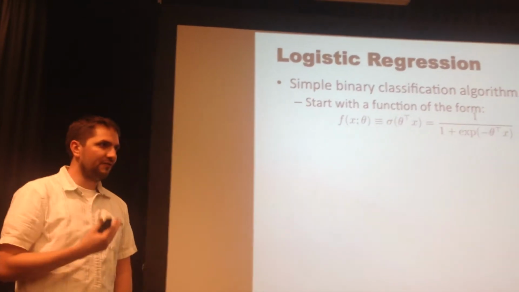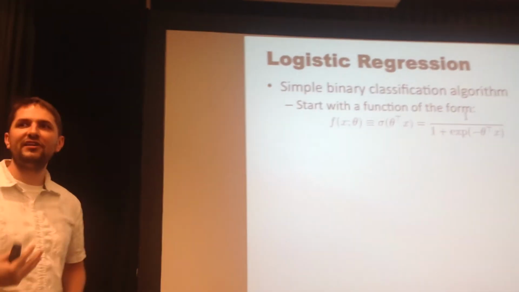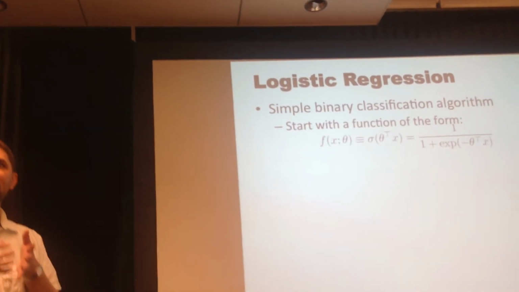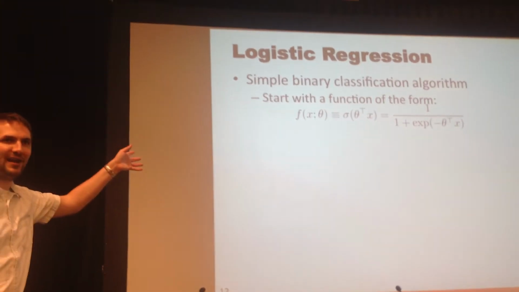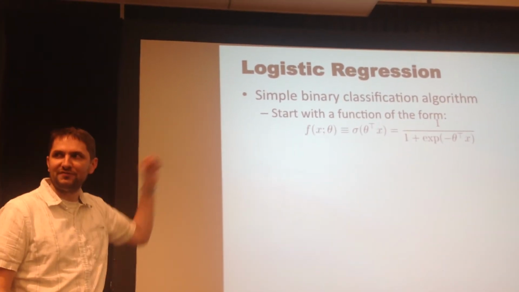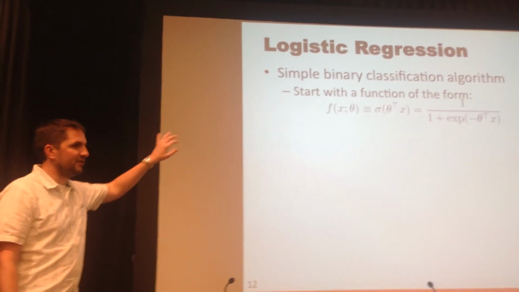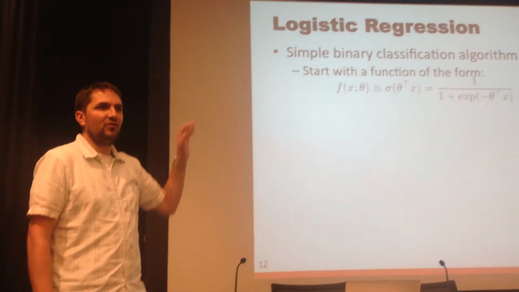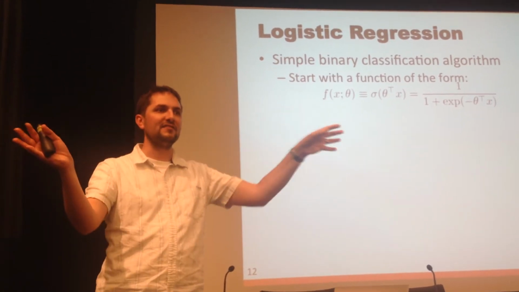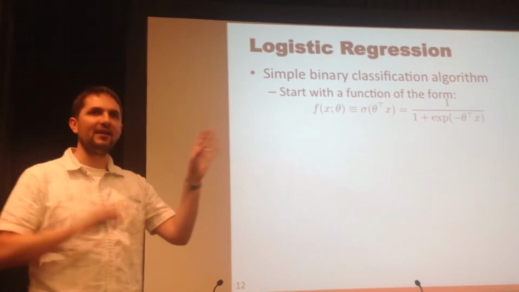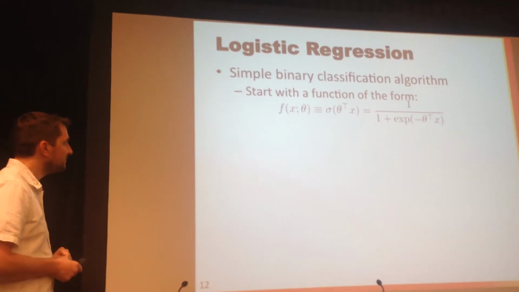So I'm going to give you a quick explanation of a simple binary classification algorithm. This is a real machine learning algorithm you can actually use to do a whole bunch of different things, called logistic regression. What logistic regression tries to do is learn to classify between two different classes, a 0 class and a 1 class, or a negative and a positive class.